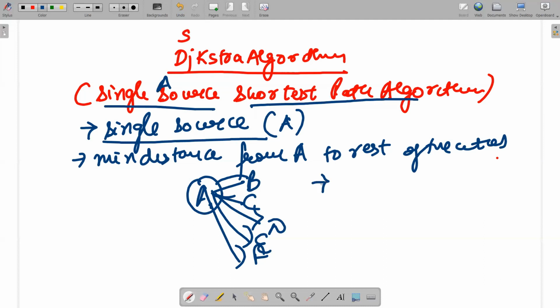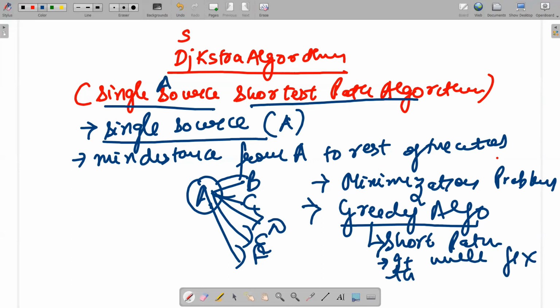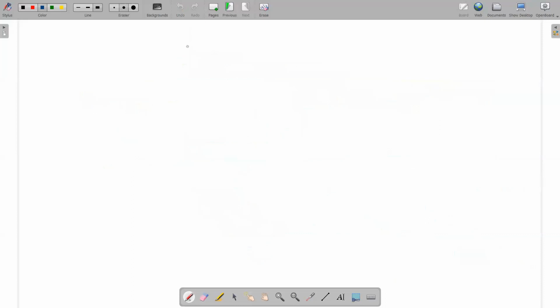So this problem is definitely a minimization problem. And to solve it, we have the concept of greedy algorithm, which works on the phenomenon that whenever it sees a shortest path, it will fix that vertex. So there will be very short paths that we will have, and it will fix the vertices accordingly. We have a particular graph with a single source given to us, and wherever it sees the shortest path from A to any other vertex, it will fix that. That's what the greedy algorithm does.